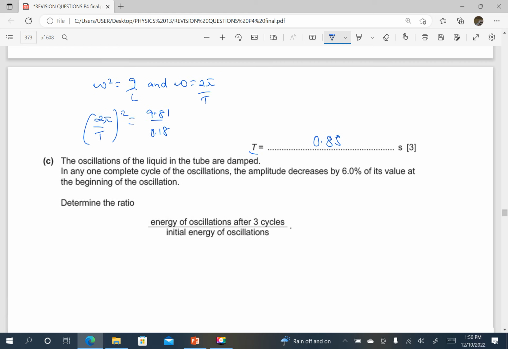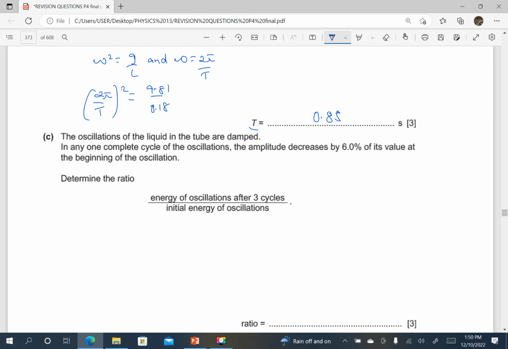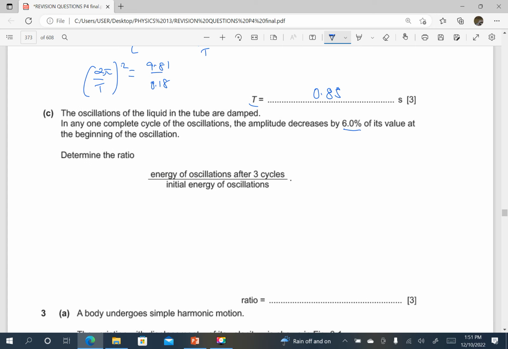The oscillations of the liquid in the tube are damped. That is, they must be losing energy. In any one complete cycle of the oscillations, the amplitude decreases by 8.0% of its value at the beginning of the oscillation. Determine the ratio: energy of oscillations after 3 cycles over initial energy of oscillations.